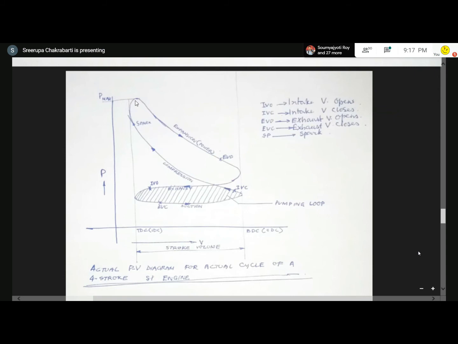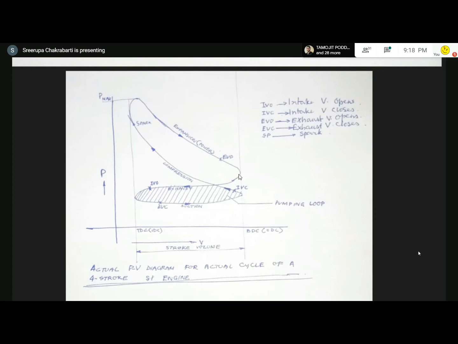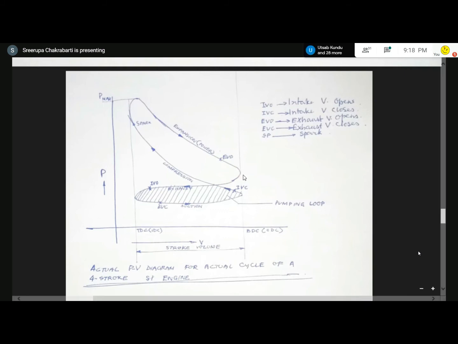So normally it is 18 to 20 degrees away from the TDC, and after that the remaining portion of the crank travel, which is 180 minus 18 degrees, 162 degrees, is called the journey of the crank where power will be liberated. And at the end of it, you see the pressure gradually drops.